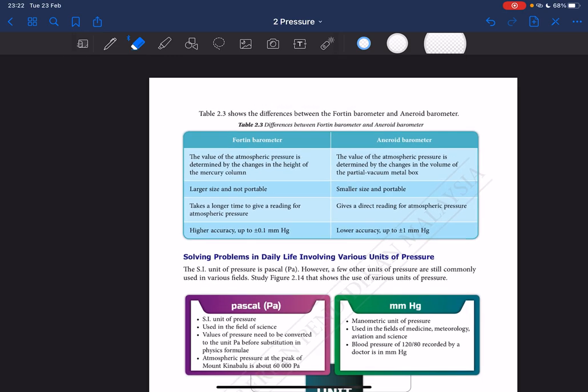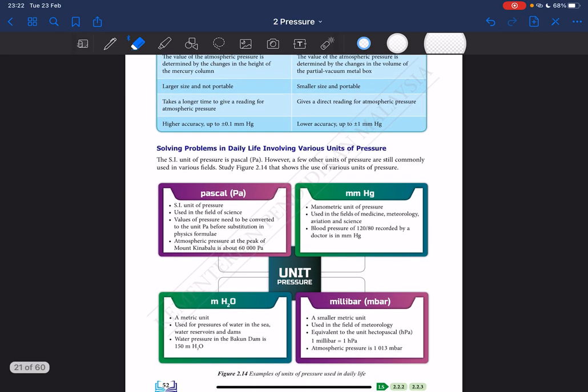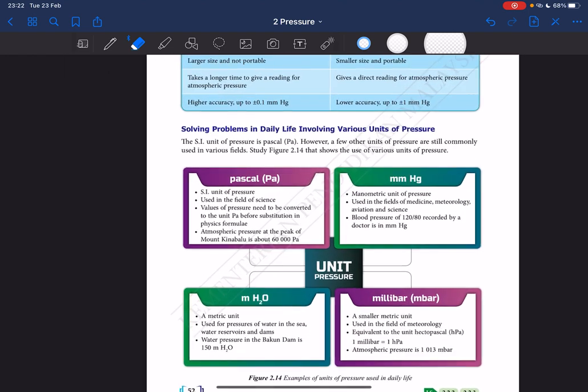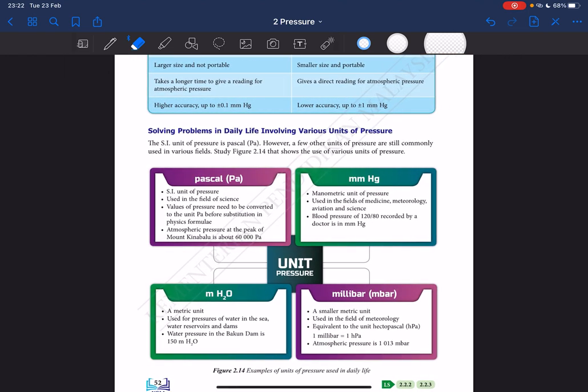Okay, welcome back. I believe you have had your break. Previously we learned about two devices to measure atmospheric pressure. The first one is the Fortin barometer, and the second one is the aneroid barometer. Actually, there are a lot more units of pressure. What we have learned so far is, the first one is Pascal, the second one is mmHg.